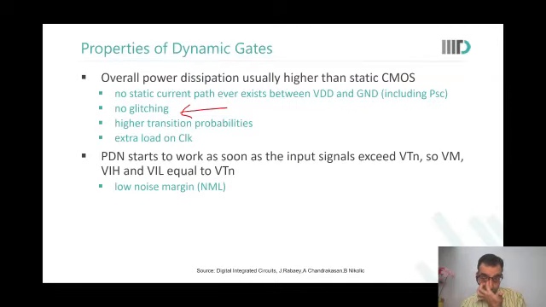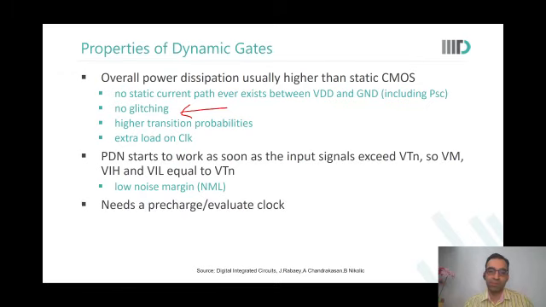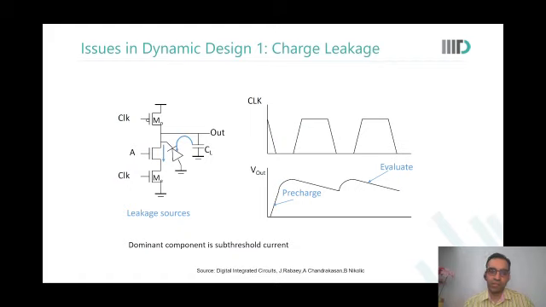So the transition levels VIL and VIH are equal to VTN. As soon as the input touches VTN, you now know that my output is starting to discharge. So if there is noise of more than VTN, your output starts to get corrupted. So we talked about low noise margin already. Precharge, we already know.